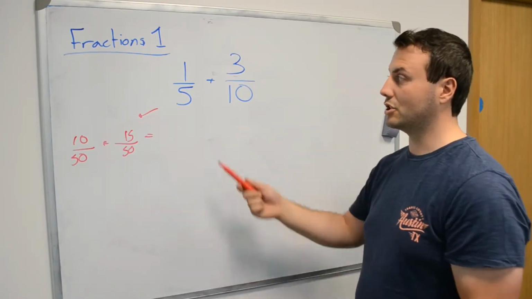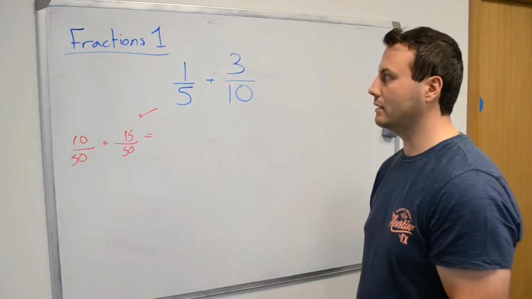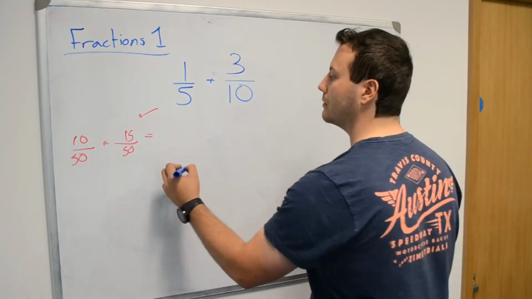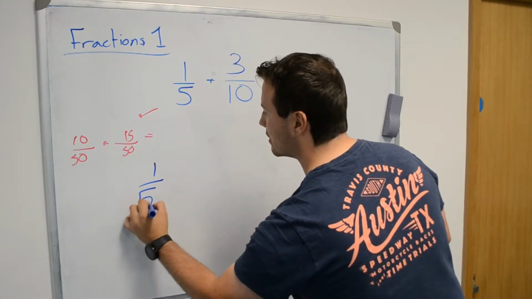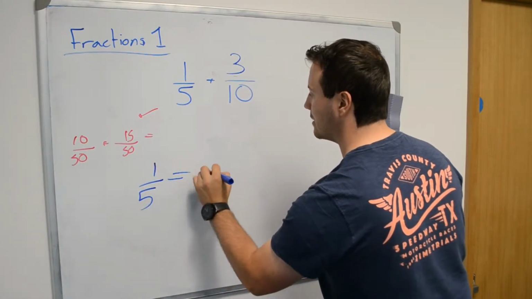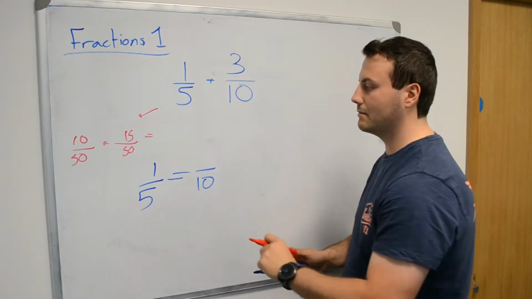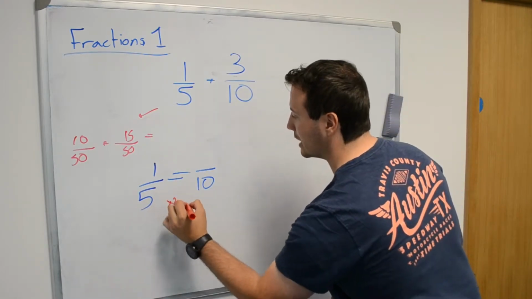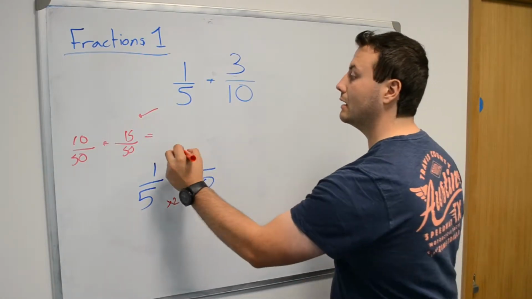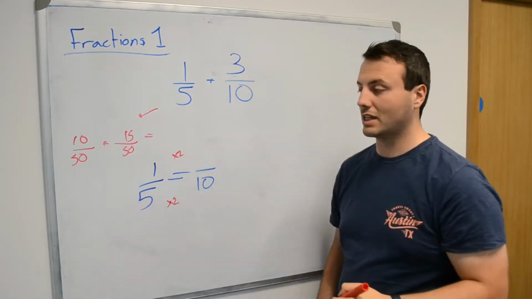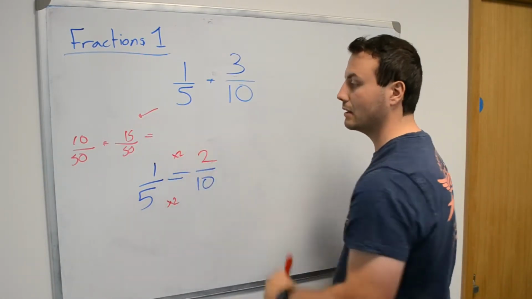So if we wanted to change a 5th into something over 10, we have to multiply both by 2. Because if you think what we're trying to do, we're trying to convert 1/5 into something over 10. So we can see we just need to multiply the bottom, 5, by 2 to give us 10. And so to make sure they're equivalent, we have to do the same for the top. 1 times 2 is 2.